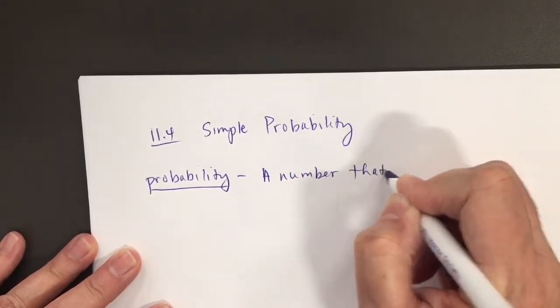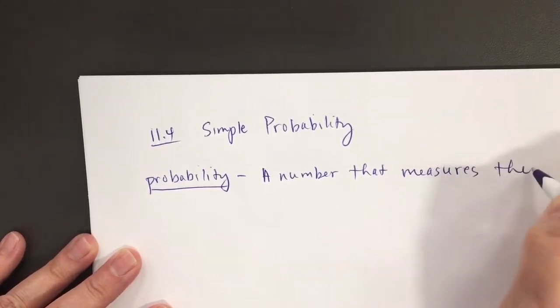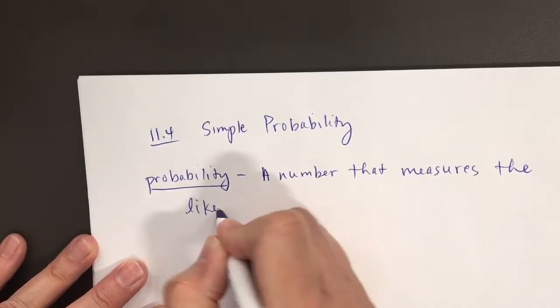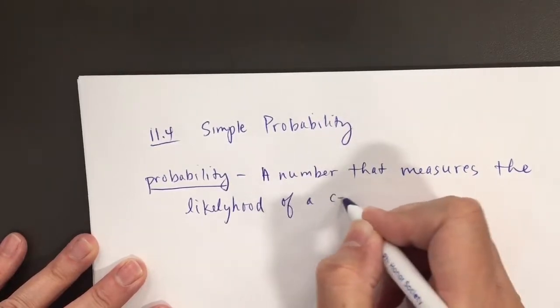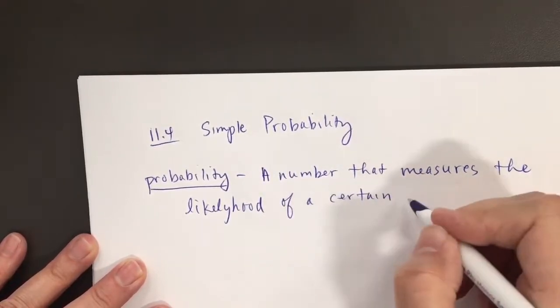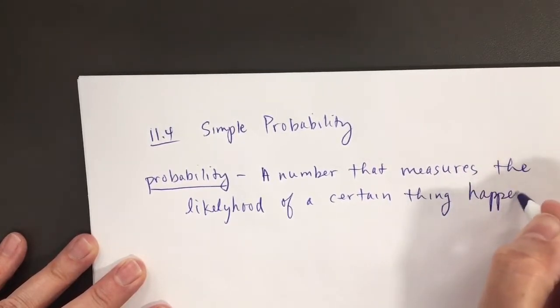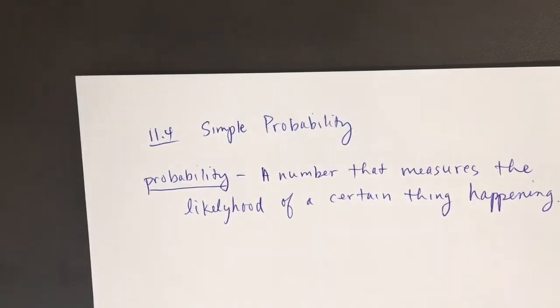that measures the likelihood of a certain thing happening. And a probability, the number is going to be between 0 and 1 inclusive.